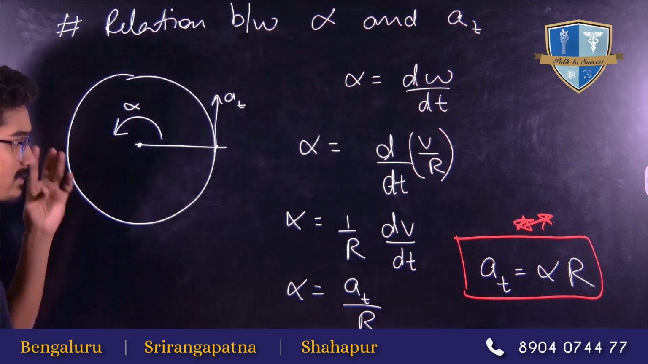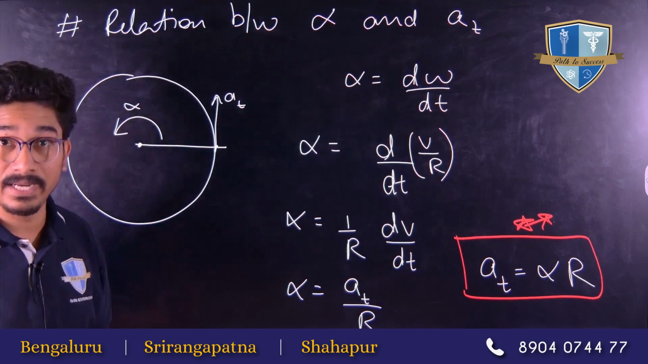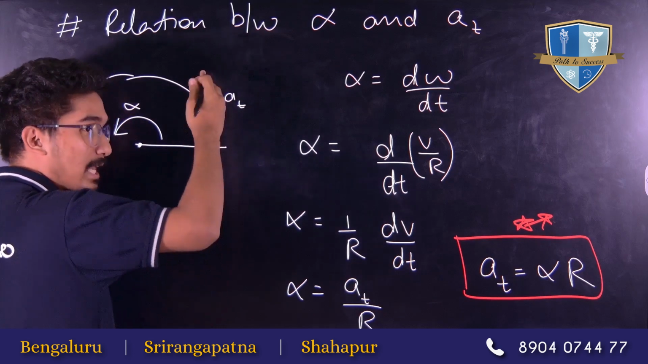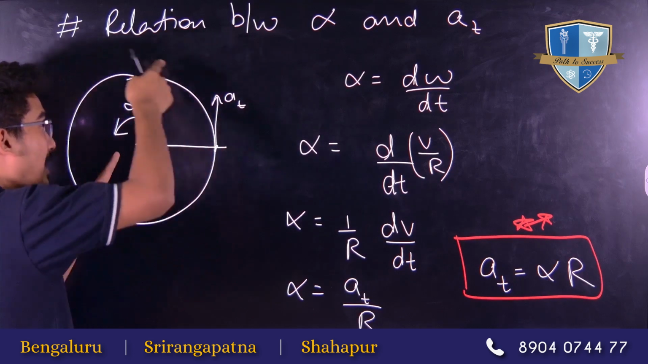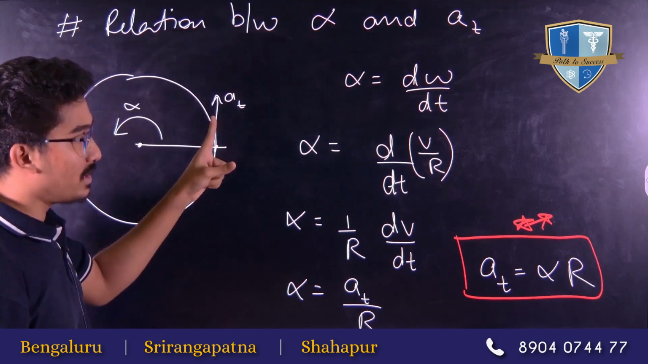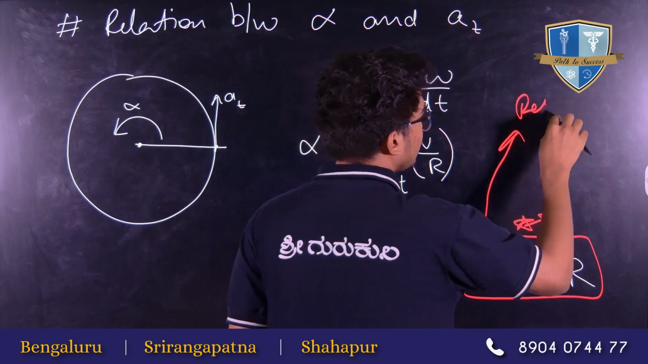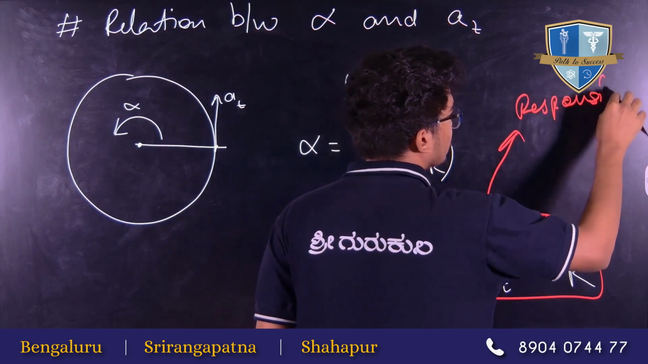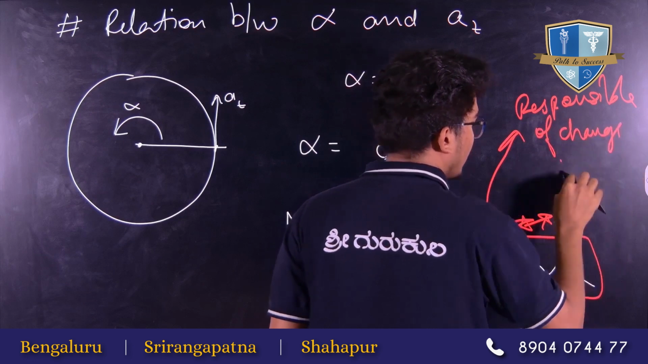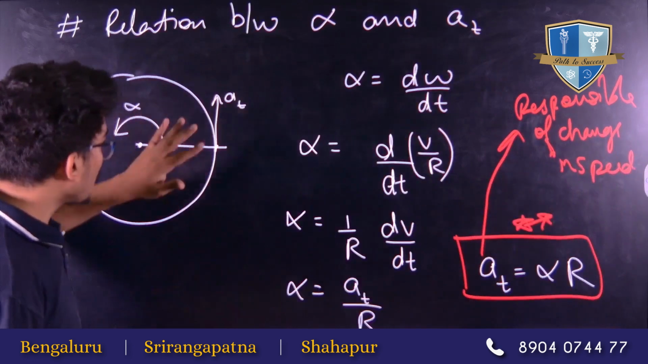Tangential acceleration is responsible for change in speed in the circle. See, in here there will be some speed. If we have some tangential acceleration in the same circle, the speed of the particle will increase. So tangential acceleration is responsible for change in speed. Okay, now there is not only speed that is changing.